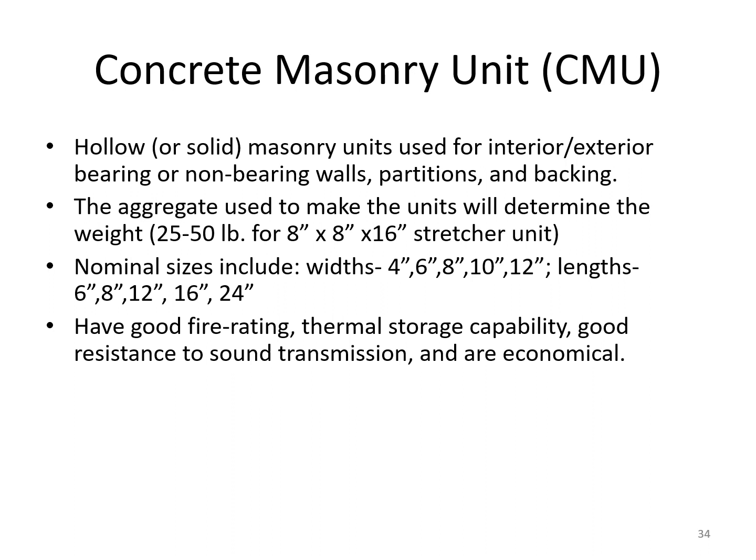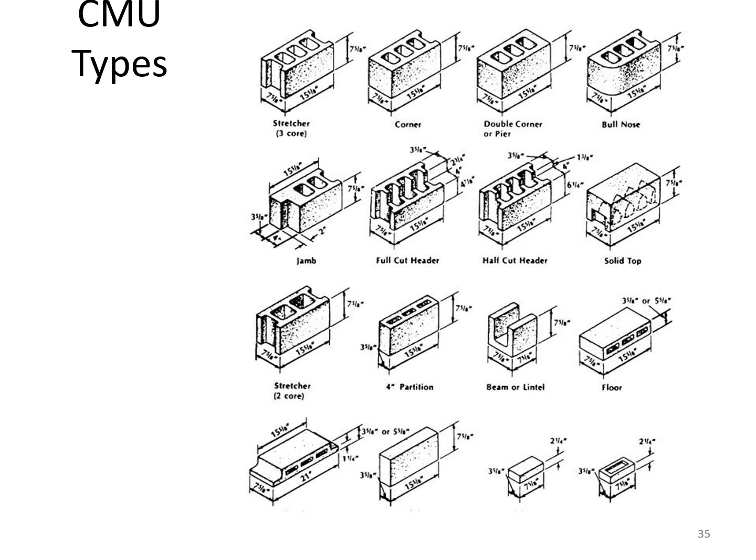Then they come like a solid wall. Of course, here are the nominal widths first: 4, 6, 8, 10, 12 inches, and so on and so forth. Sorry, that's the widths, and then the lengths of 6, 8, 12, 16, and 24. They do have a good fire rating. They have good thermal storage capability. They have good resistance to sound transmission, and they're economical, so that's why they're used quite often, especially in strip malls and, let's say, garages being built, the automotive garages. They're pretty commonly found there.